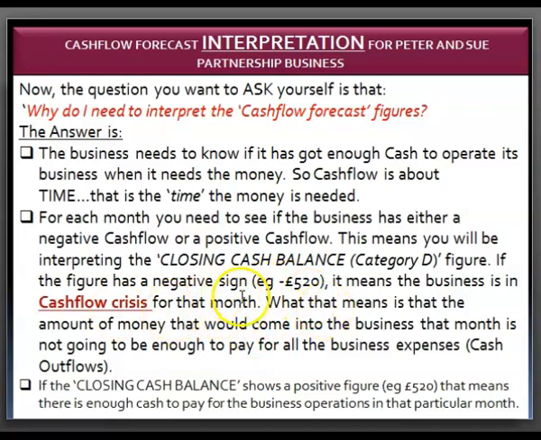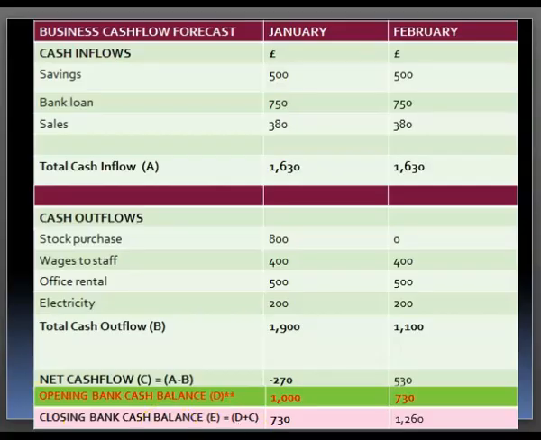If the figure has a negative sign, for example minus 520, it means the business is in cash flow crisis for that month. What that means is that the amount of money that would come into the business that month is not going to be enough to pay all the business expenses. If the closing cash balance shows a positive figure, for example 520, that means there's going to be enough money to pay for the business operation. So for example, in your real calculation, the closing cash balance shows 730. That means the business is going to have enough money to pay for everything.